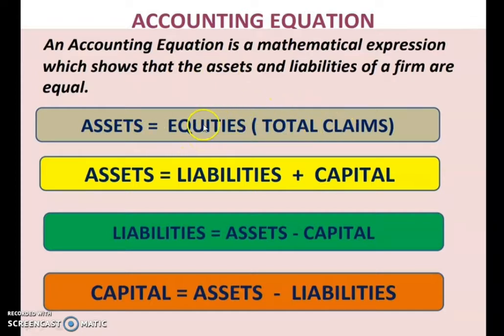Or otherwise, we can use the other formula. Asset is equal to liability plus capital. Making this asset on the other side, we can say liability is equal to asset minus capital. Or we can also state it in this form, capital is equal to asset minus liabilities. For doing the problem, we will be using the formula assets is equal to liability plus capital.